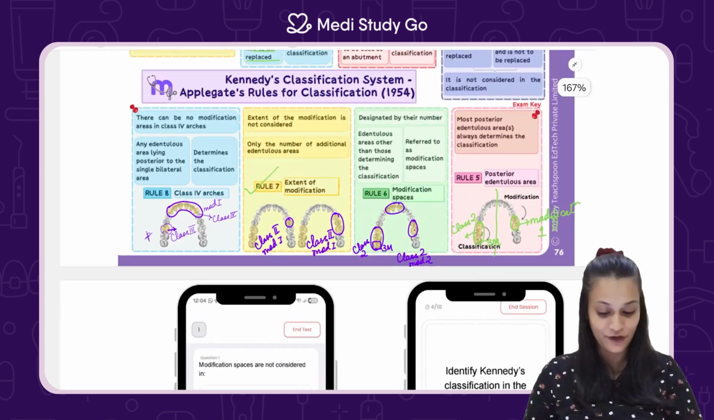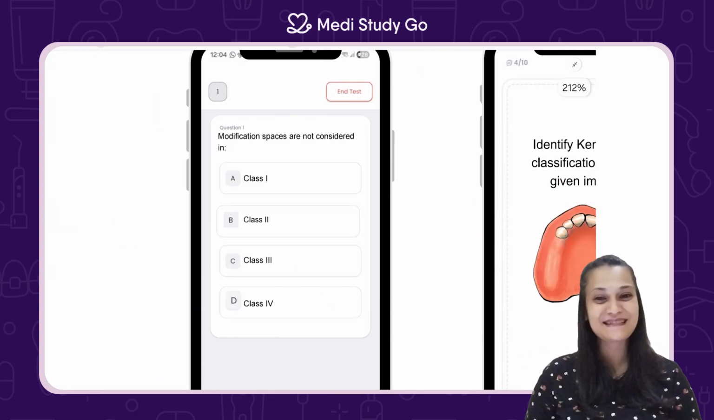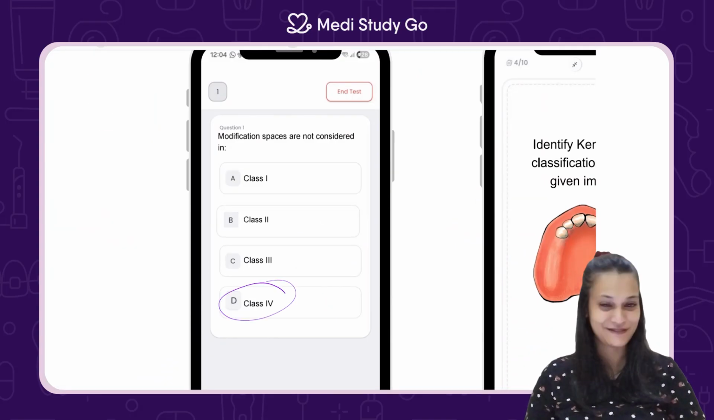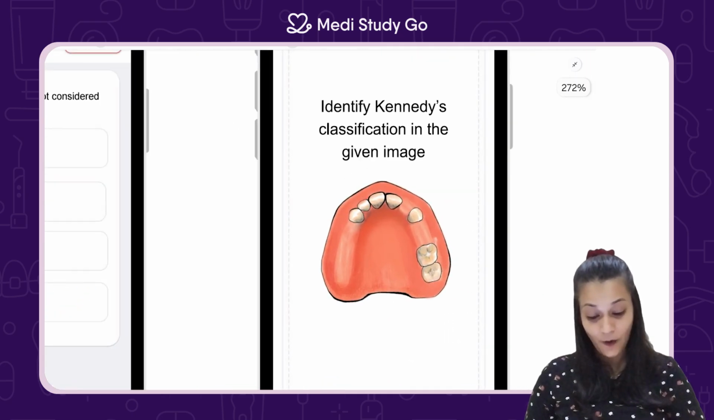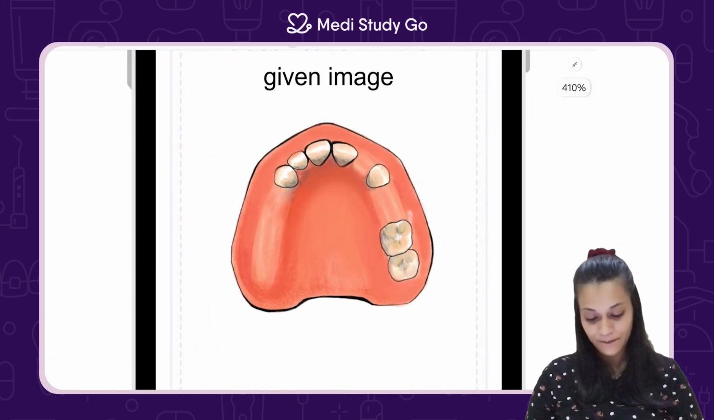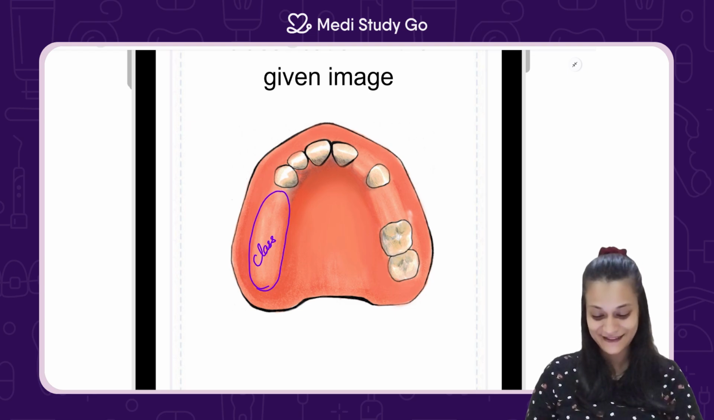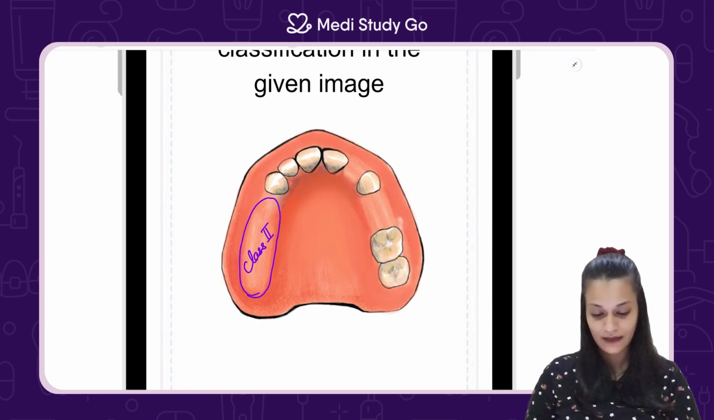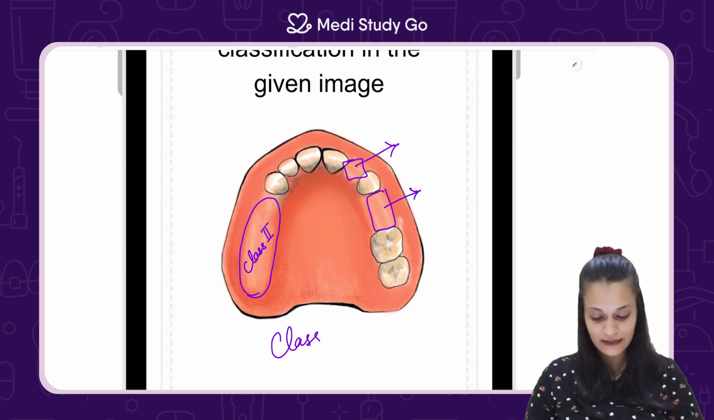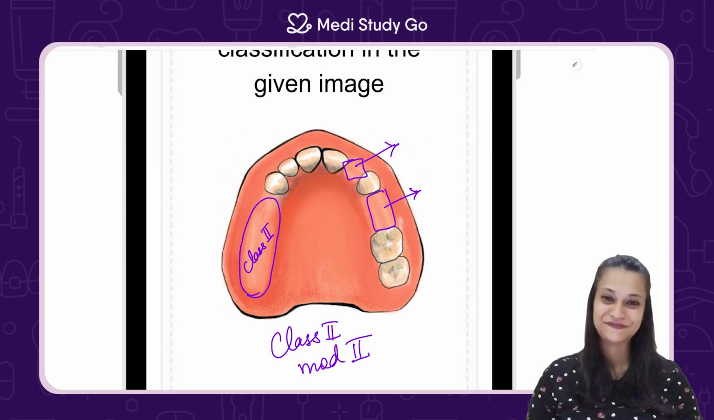So I hope this was easy for you to remember. Okay, modification spaces are not considered in class 4. I just thought it's very easy. Okay, quickly let's just identify this. So what is the most posterior space with this teeth? So this is going to become class 1 or 2? Unilateral. So it's going to be class 2. This is going to be modification 1 and 2. So I can easily say that it's class 2 mod 2.